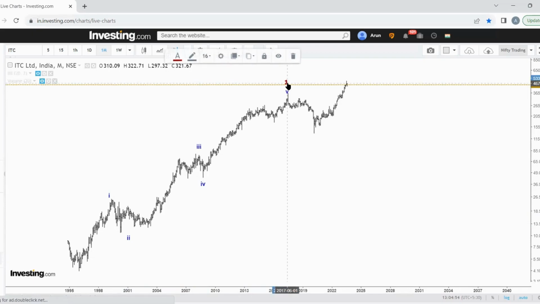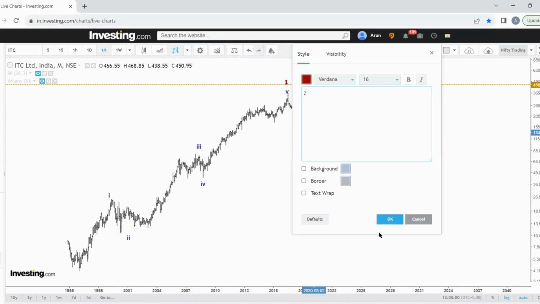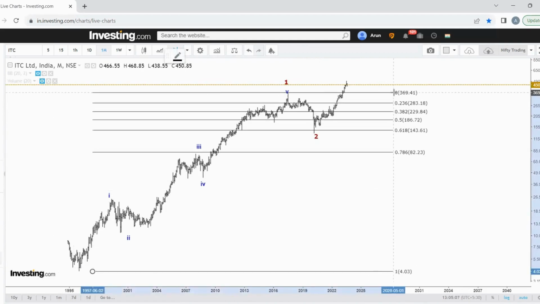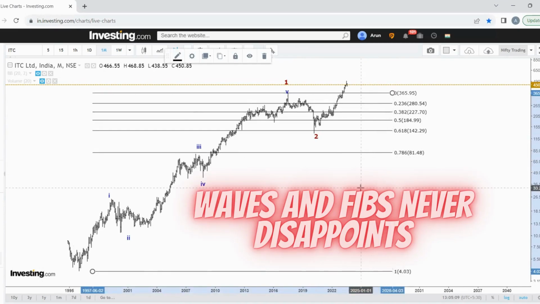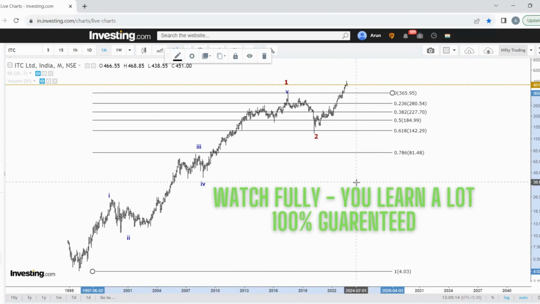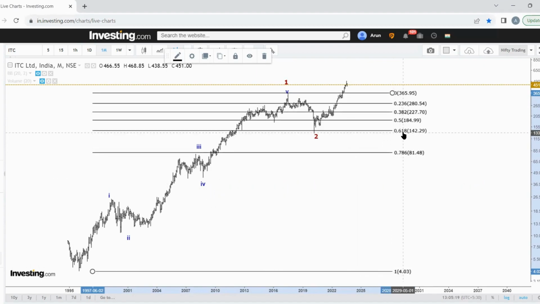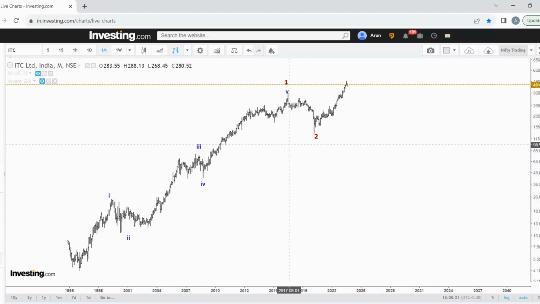And this can be wave 2. How much of wave 2 has been retraced? Again, 61.8%. So we can conclude that this is wave 1 and wave 2. Don't think it is very short. I'm using a log chart. I just removed the log chart now.